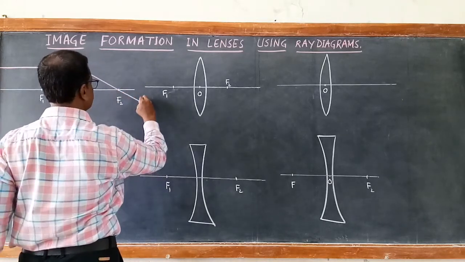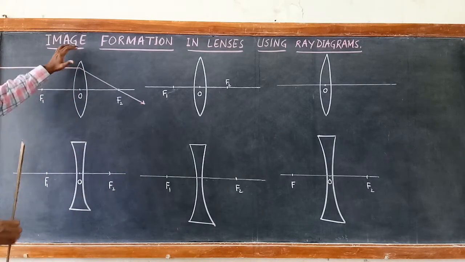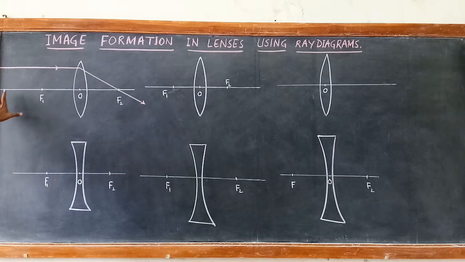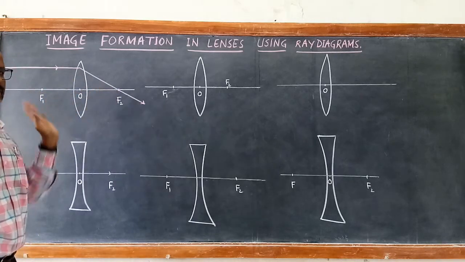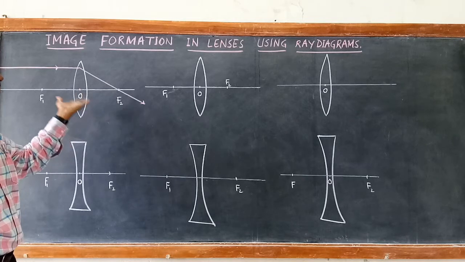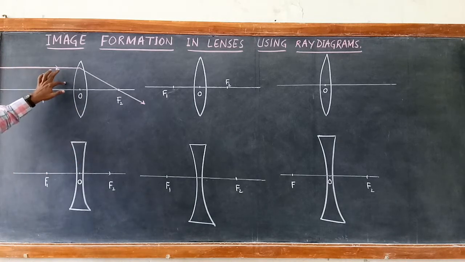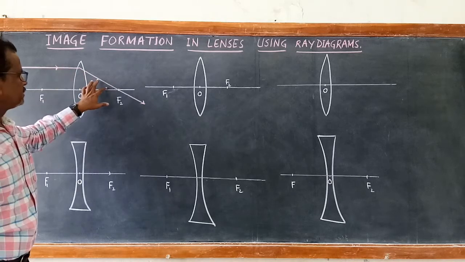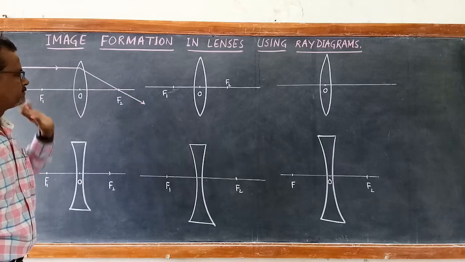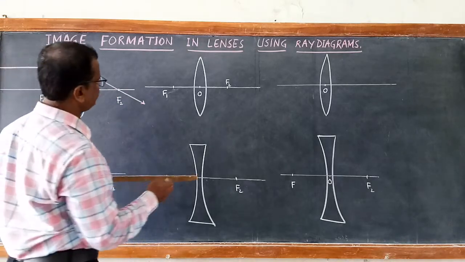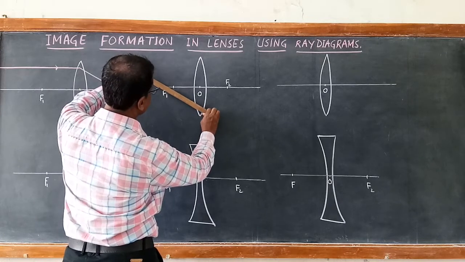This you should remember. All the parallel rays incident on the convex lens, after refraction, converge at a point. That point is called the focus. This is what we discussed in the previous session. So a ray of light falling parallel to the principal axis, after refraction, converges through the focus on the other side.